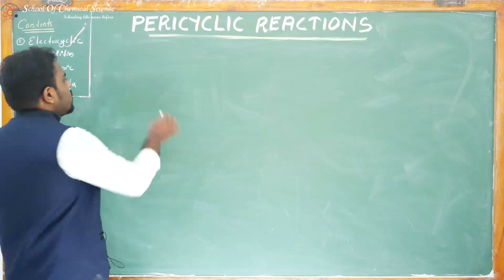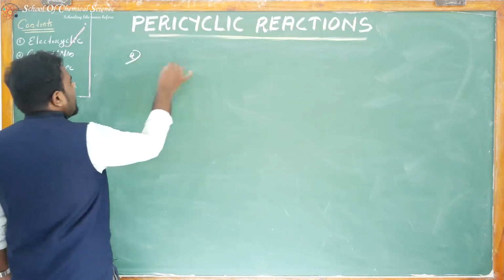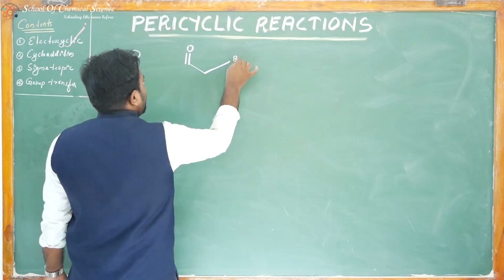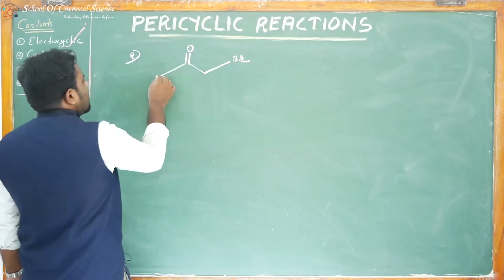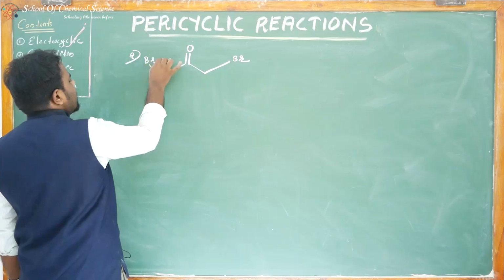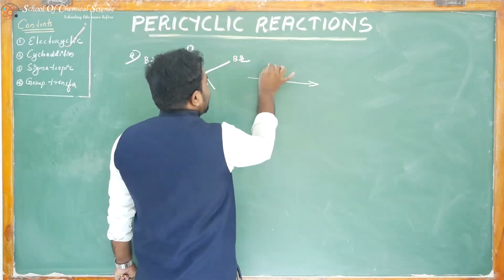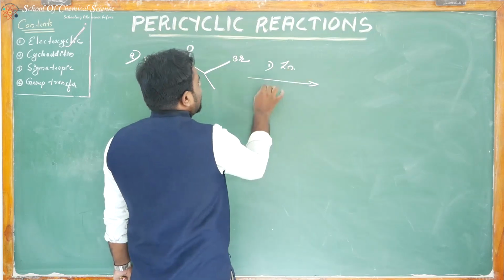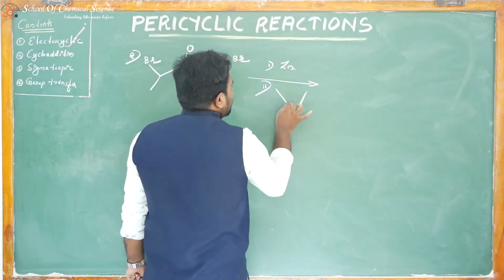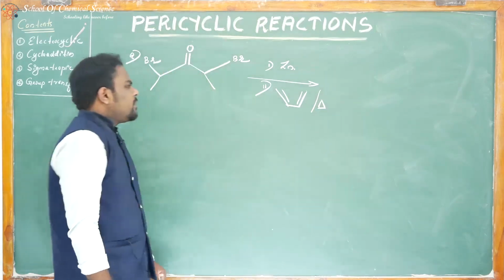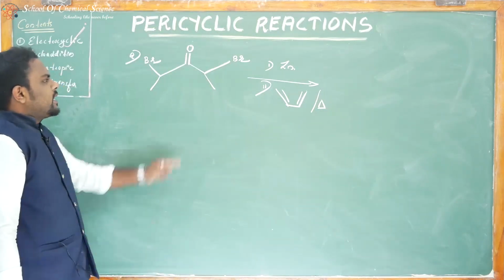Okay, then next question. A carbonyl compound, here a bromine is present, here also the same bromine is present, here a substituent, here a substituent. First condition, reaction with the zinc metal. Second condition, a diene is given. This is a diene, 1,3-butadiene under thermal condition. So what will be the reaction?